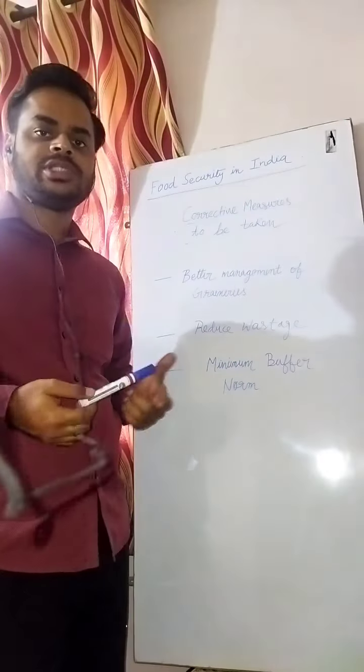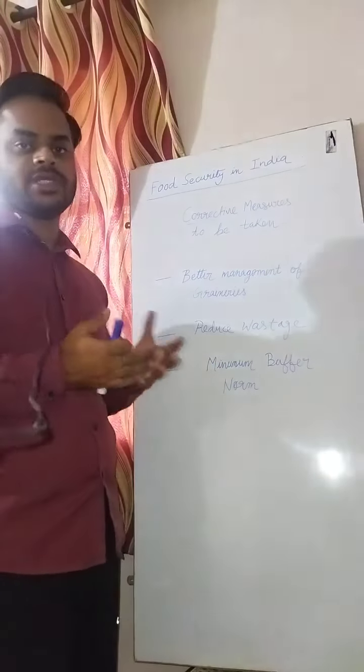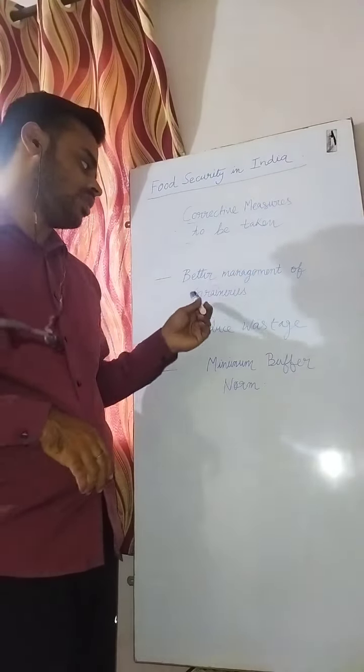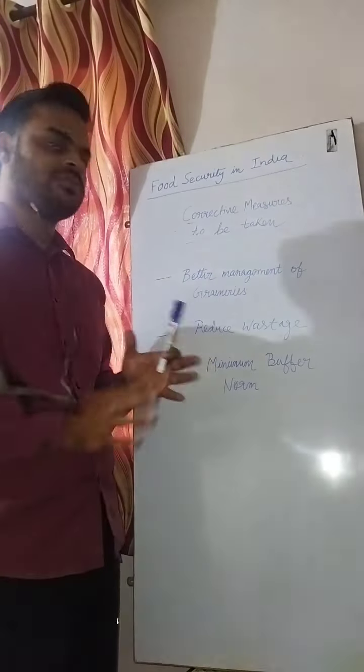So what corrective measures can be taken by the government? The first one is better management of the granaries. Granaries are where the stock of grains for future supplies is kept. So better management of granaries is needed so as to reduce wastage. The second thing is the minimum buffer norms. A minimum buffer norm has to be decided.